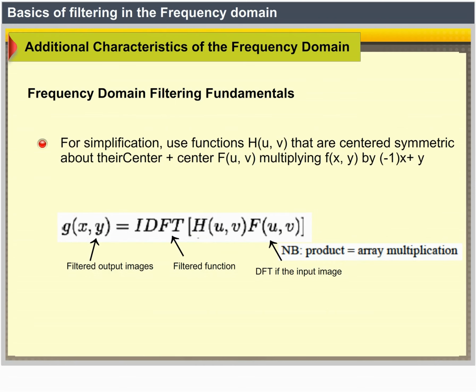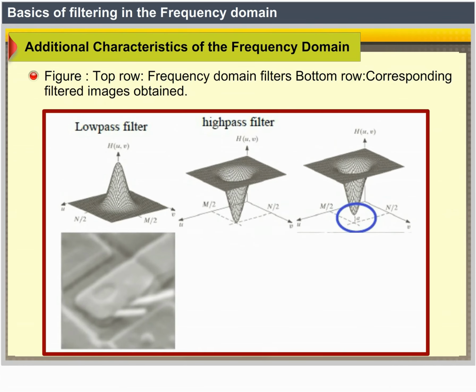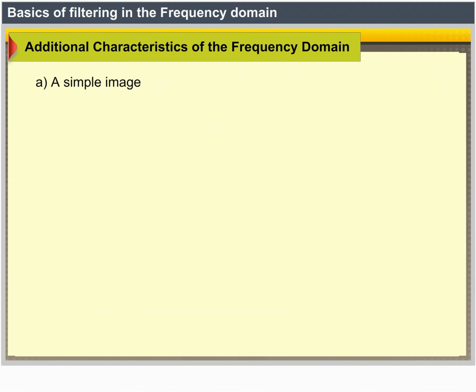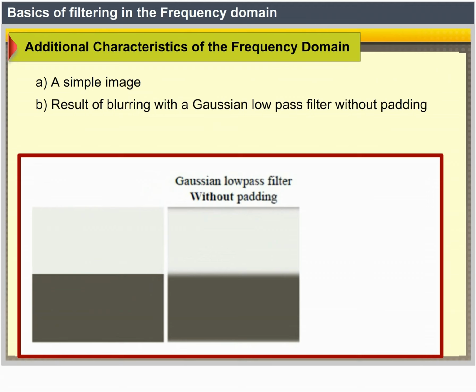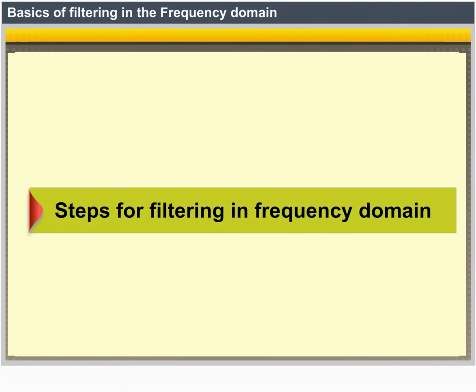For simplification, use functions H of u, v that are centered and symmetric about their center, plus center F of u, v by multiplying f of x, y by minus 1 to the x plus y. In the figure, the top row represents the frequency domain filters and the bottom row the corresponding filtered images. Figure: A, simple image; B, result of blurring with a Gaussian low-pass filter without padding; C, result of low-pass filtering with padding. Steps for filtering in the frequency domain.